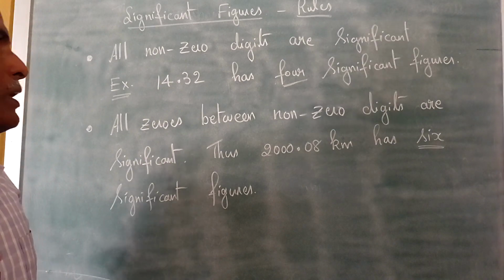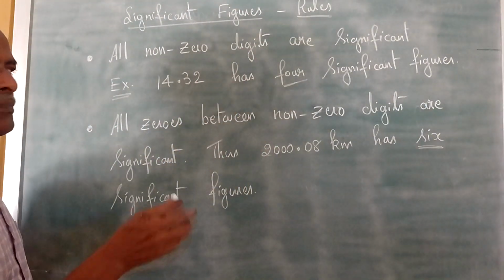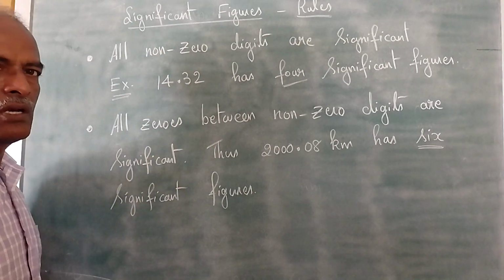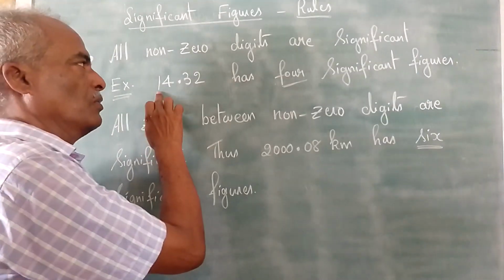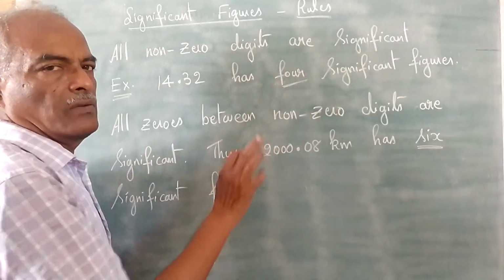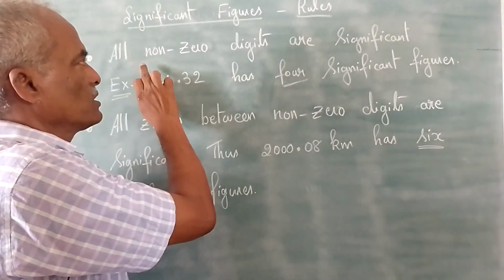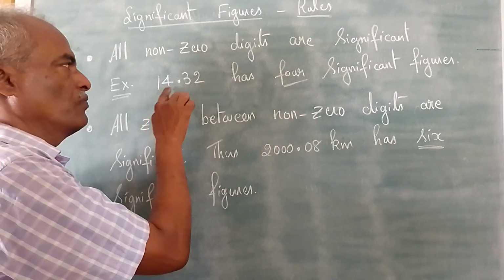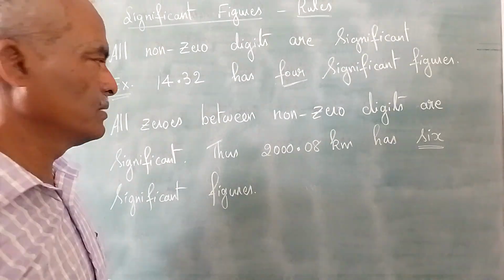First point, all non-zero digits are significant. For example, 14.32. Here all the digits are non-zero, it is not zero. So here it has four significant figures: 1, 2, 3, 4. So the first point is all non-zero digits are significant. In this case, 14.32, all four are significant figures.